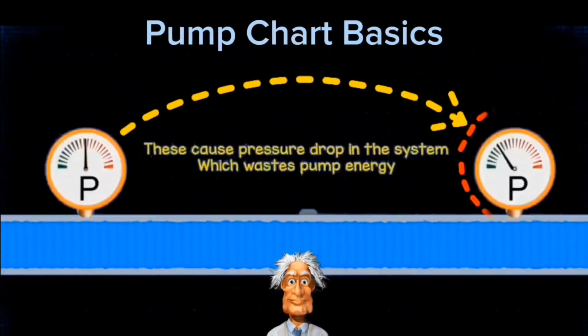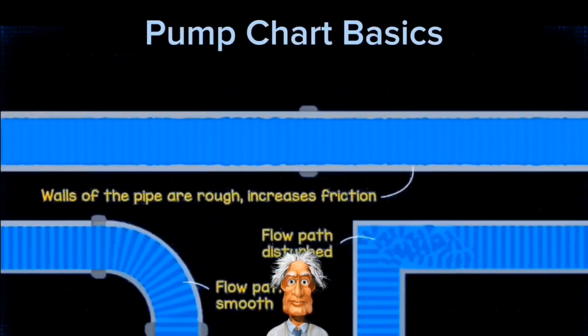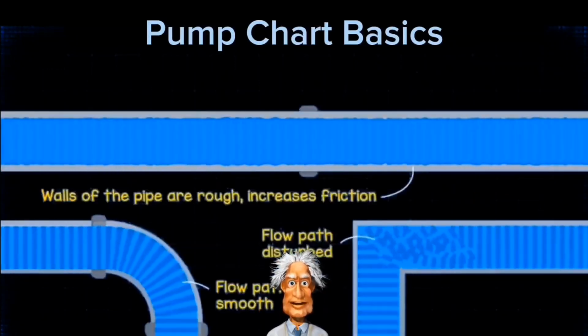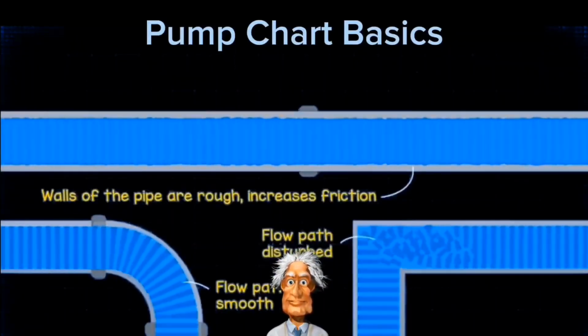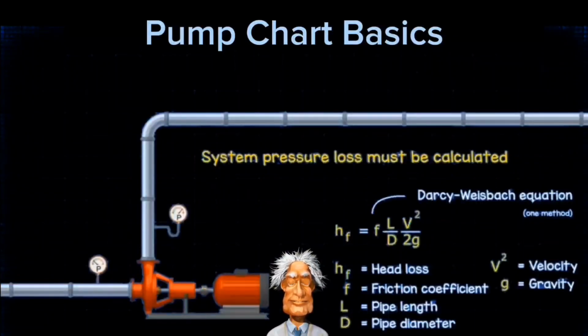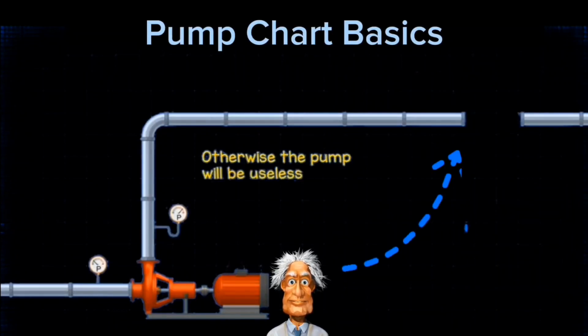The amount of friction depends on the liquid type as well as the materials and fittings used. Therefore, we must calculate how much friction or pressure loss our system will generate and ensure the pump we select can overcome this. Otherwise, we're not going to get any liquid out the other end.